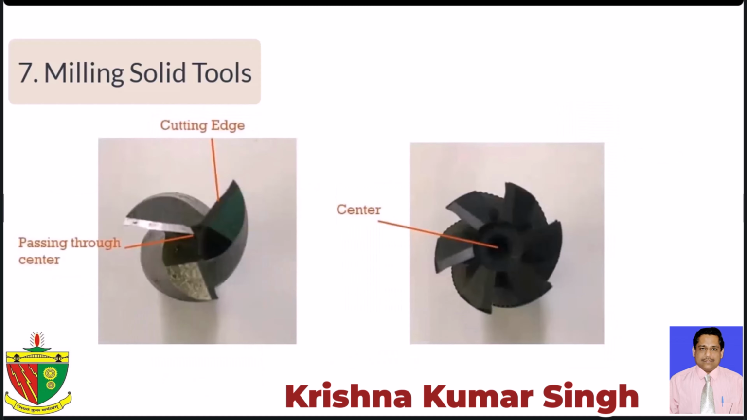Some end mills have the capability of plunging, which means they can cut in the direction of the tool's axis. On the left, you can see a tool with 3 cutting edges, or flutes, that can plunge because one of the cutting edges passes through its center. On the other hand, the tool on the right cannot plunge because none of the cutting edges pass through its center.